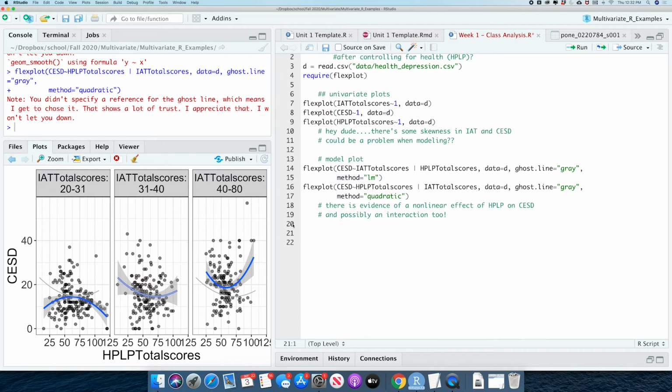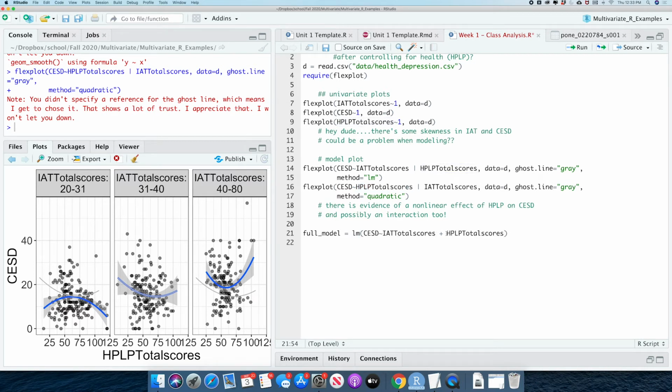And so to do that, I'm going to create a model called full_model. And I'm doing a full model because I'm going to actually do a model comparison. And so I'm going to call one the full, one the reduced. So to do that, I'm going to go lm, and then I will just copy some of this. So CESD tilde IAT total scores plus, and then we're just going to copy and paste that.